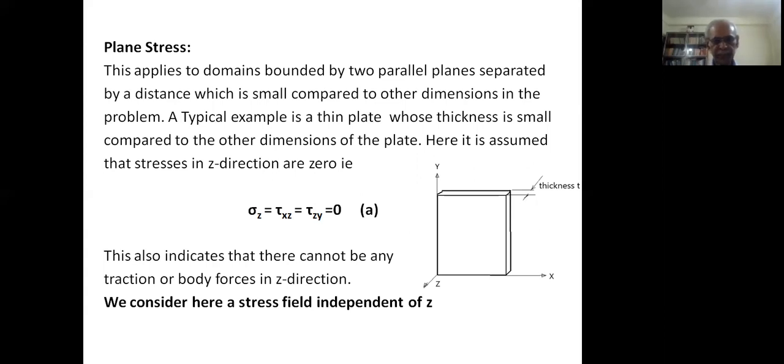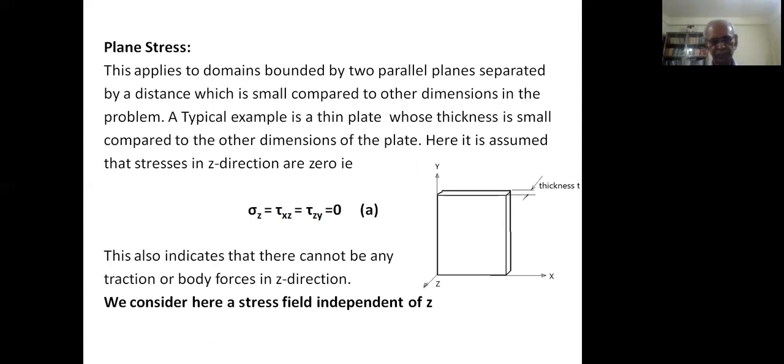This indicates that we cannot apply a stress in the z direction, and it is also physically difficult if you consider a thin plate where we want to apply a stress, traction or body forces in the z direction. So we consider basically a stress field which is independent of z. This is important to remember: stress field independent of z.